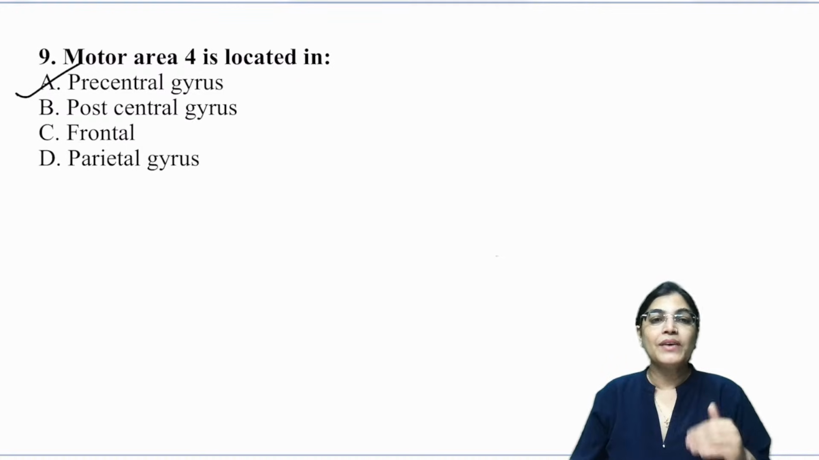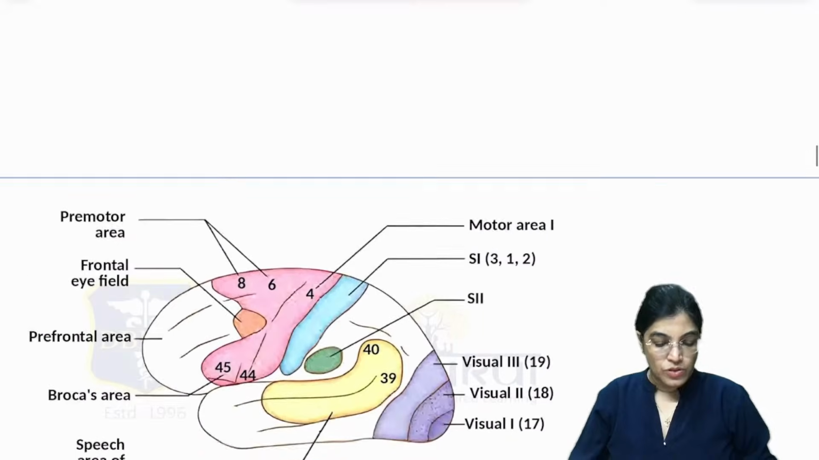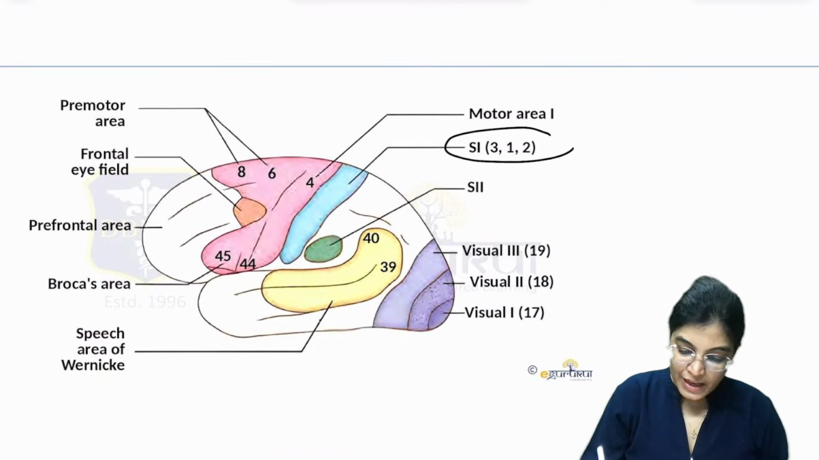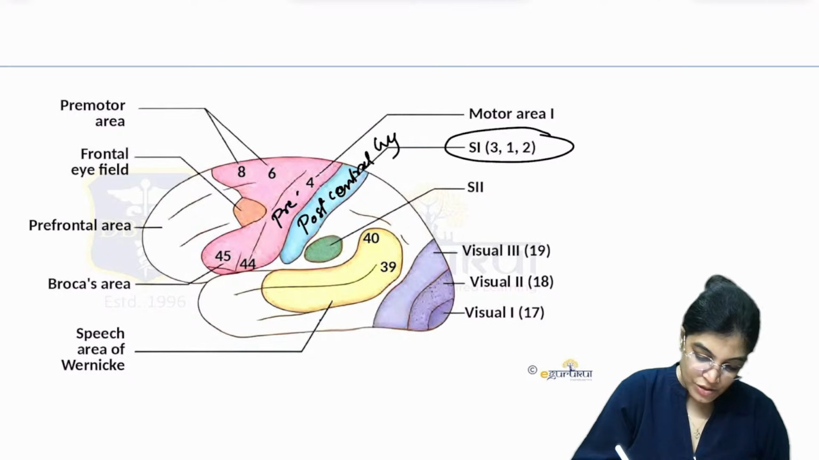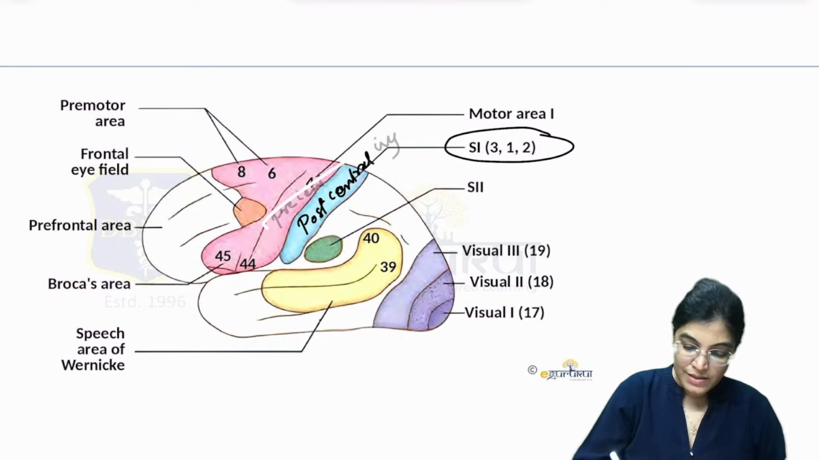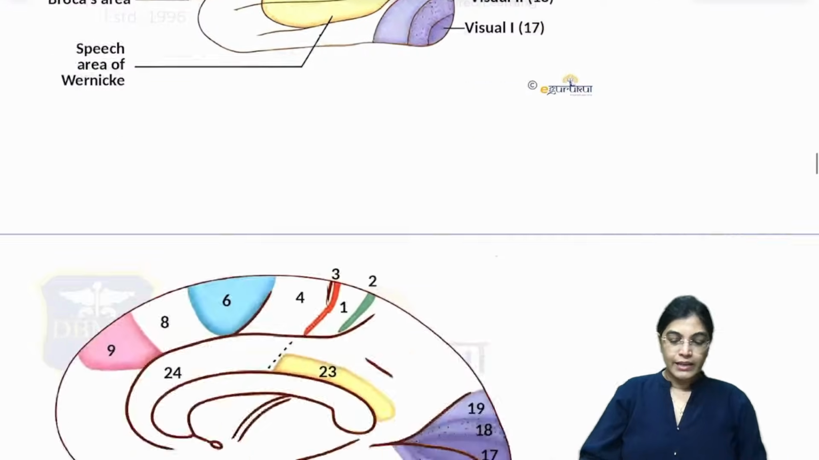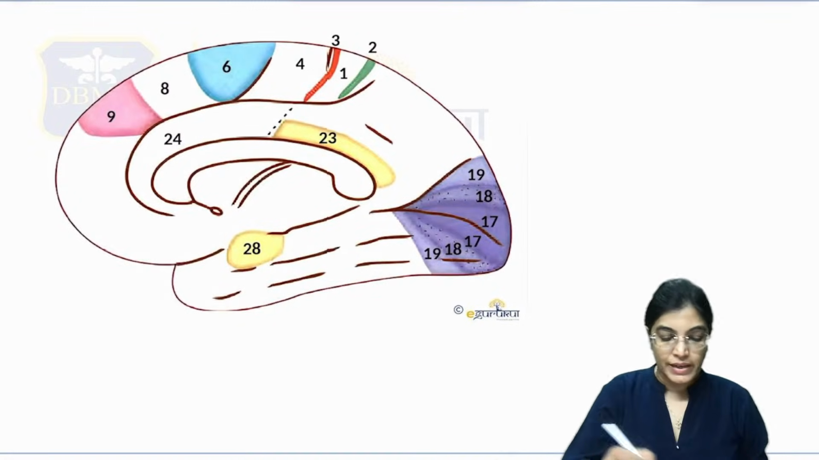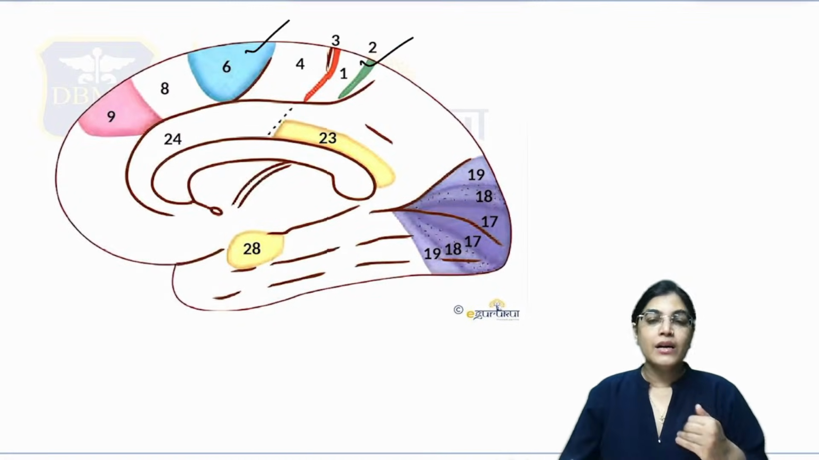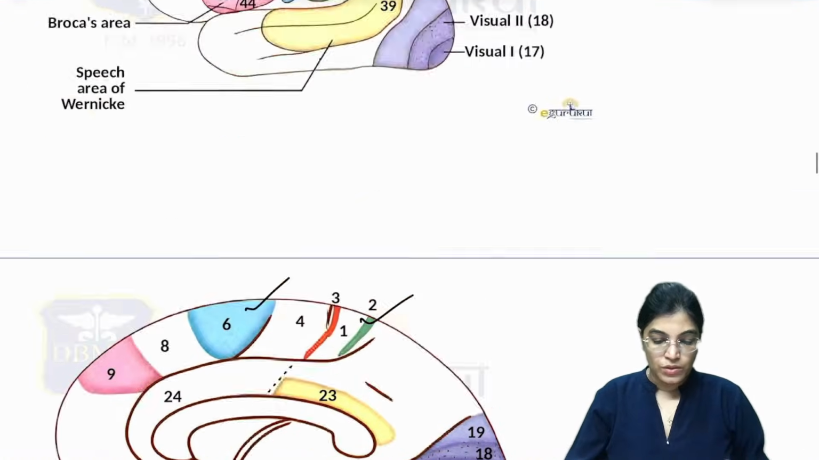The post-central gyrus is the location of the primary sensory area 3, 1 and 2. So you can see the sensory area 3, 1 and 2 is located in the post-central gyrus, and the pre-central gyrus is the location of the motor area. So that is the correct answer. Also, the primary sensory area and the primary motor area are extending on the medial aspect of the cerebral hemisphere. So it is very important to know the important areas.